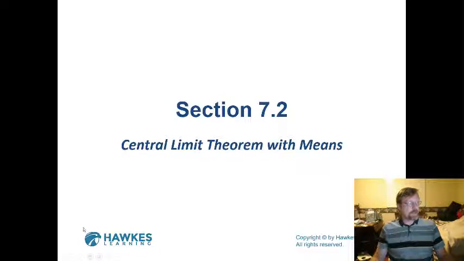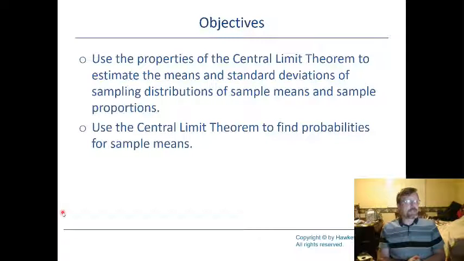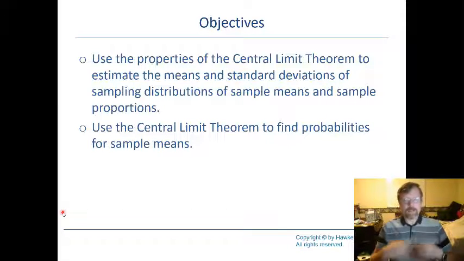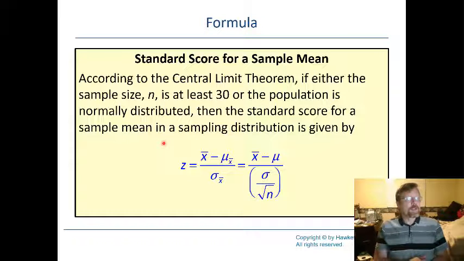All right, so we are continuing on with the central limit theorem here. Their section title, honestly, I'm not sure exactly what they're meaning to imply with that. What we're talking about here is basically combining the central limit theorem with what we learned last week about standard scores and probabilities, and using the central limit theorem to find probabilities for sample means, essentially. So let's move on.